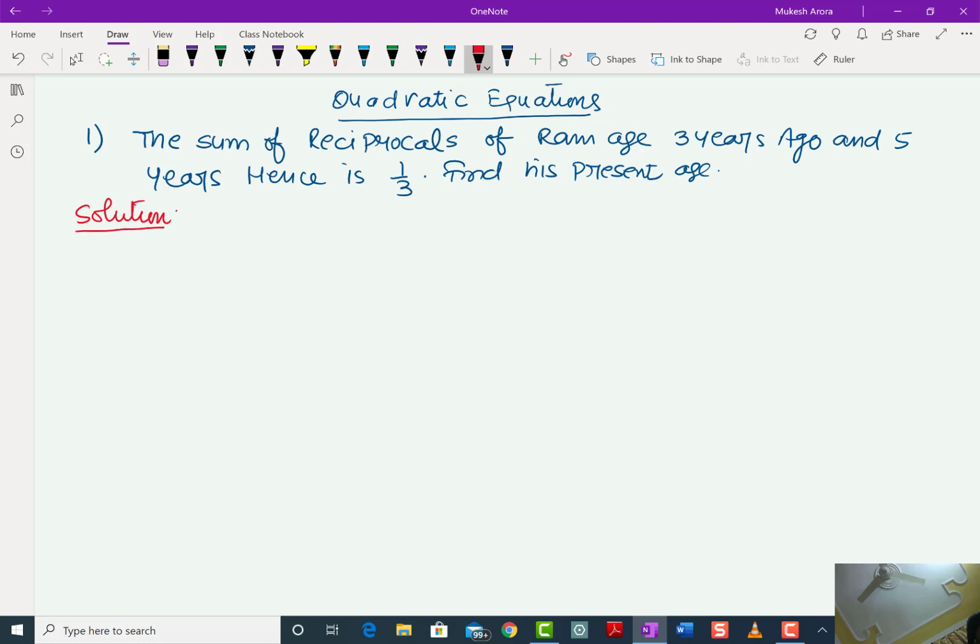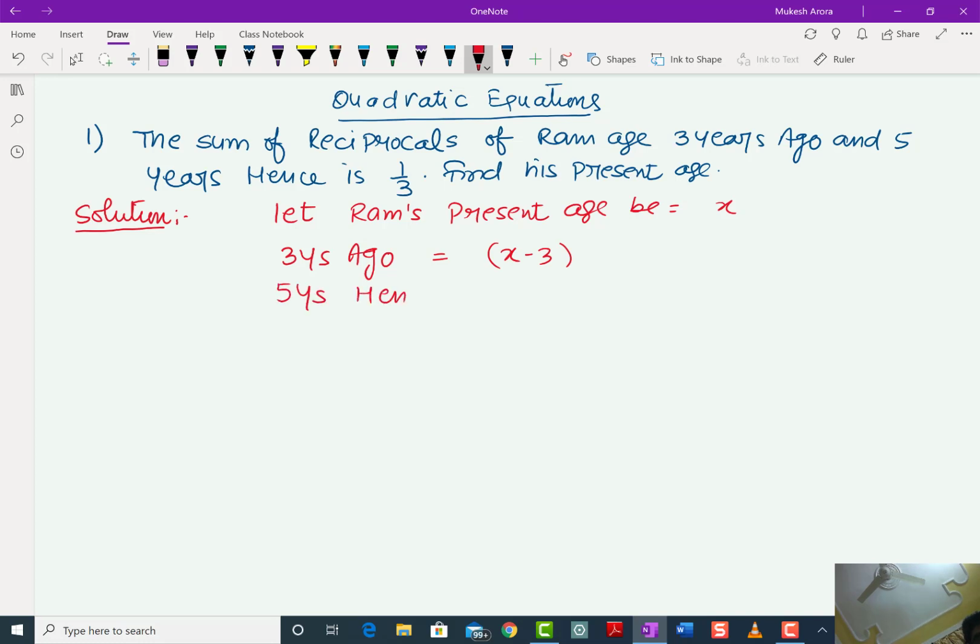Solution. Let Ram's present age be x. Three years ago, Ram's age will be x minus 3, and 5 years hence, Ram's age will be x plus 5. Reciprocals: 1 by x minus 3 plus 1 by x plus 5 is equal to 1 by 3.